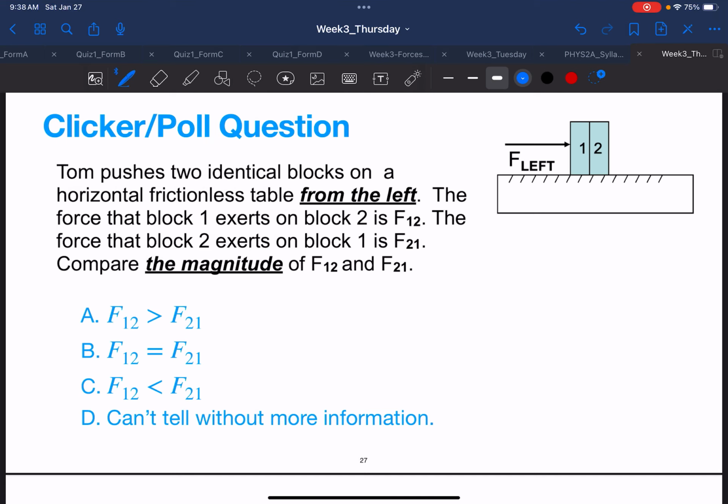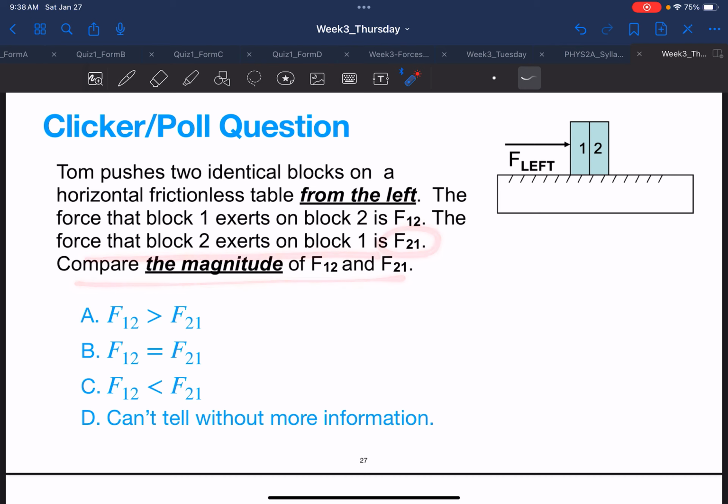All right, here's the next example that we'll work on. Tom pushes two identical blocks on a horizontal frictionless table from the left. So here's the force. The force that block 1 exerts on block 2 is called F12. The force that block 2 exerts on block 1 is F21.